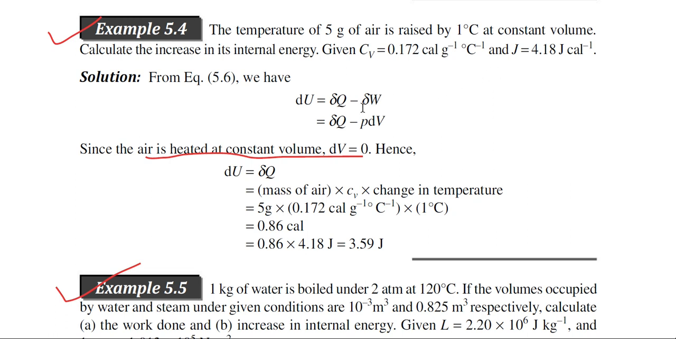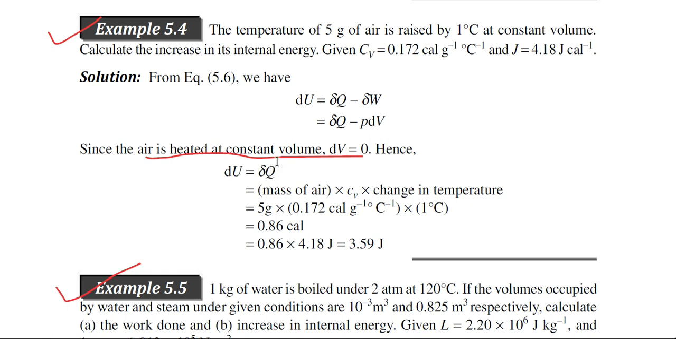Now here we will use the first law, dU is equal to delta Q minus delta W. For delta W we can write P dV. Since the air is heated at constant volume, dV is equal to 0, that is, there is no change of volume. So this second term is 0, and dU will be delta Q. Delta Q means the heat.